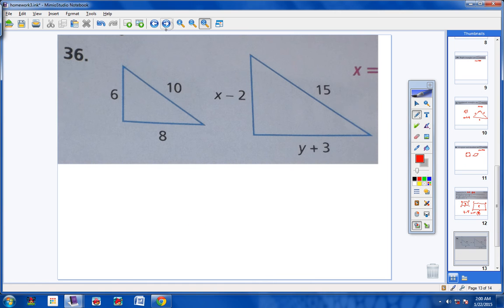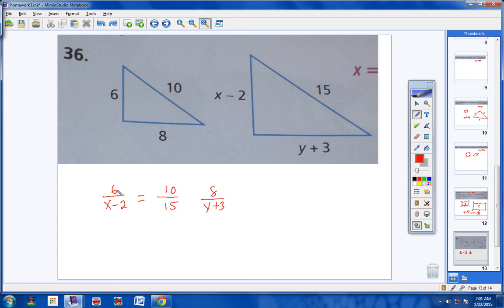Okay, number 36. The directions for 36 and 37 say to do the following. The two polygons are similar, solve for x and y. Okay, so here we go. Let's write a bunch of fractions. We know that 6 corresponds with x minus 2. We know that 10 corresponds with 15. And we know that 8 corresponds with y plus 3. Okay, so let's go ahead and use these two fractions first, and let's solve for x.